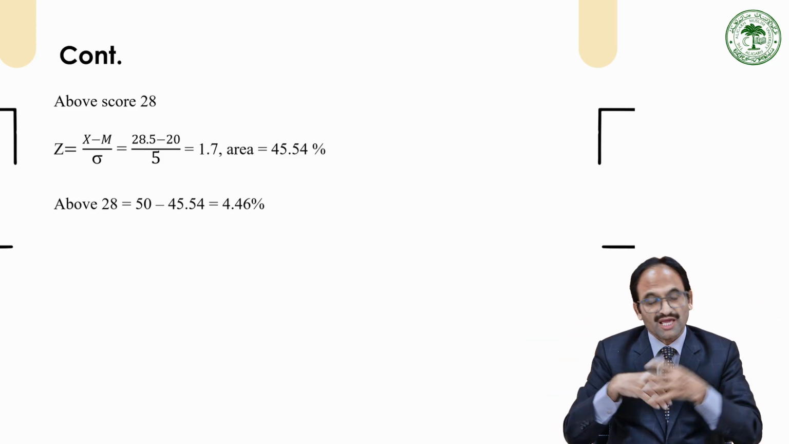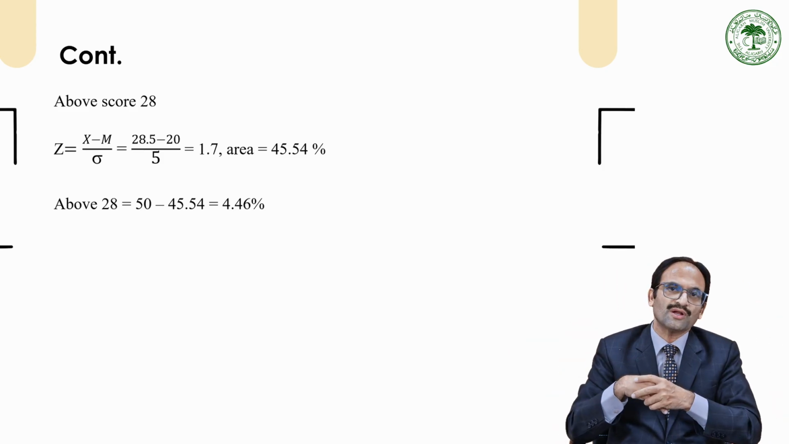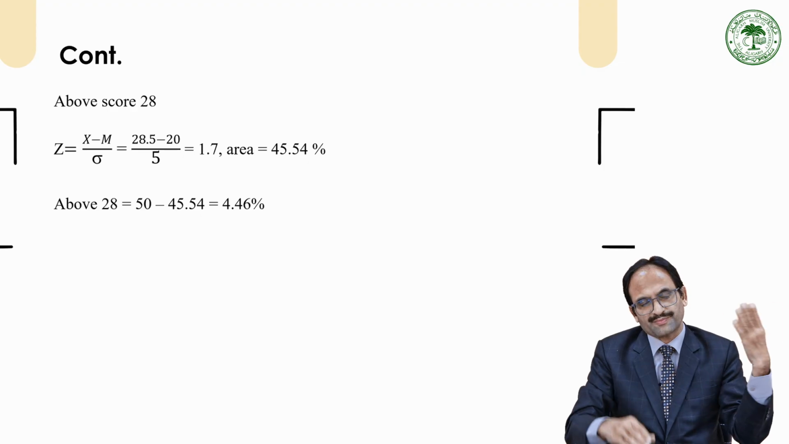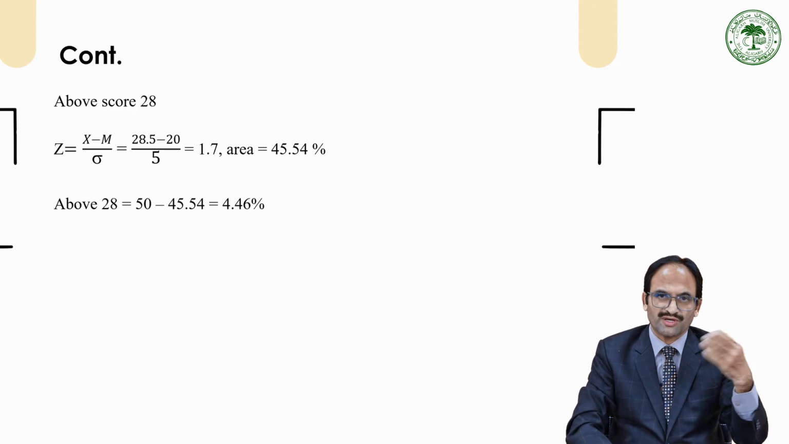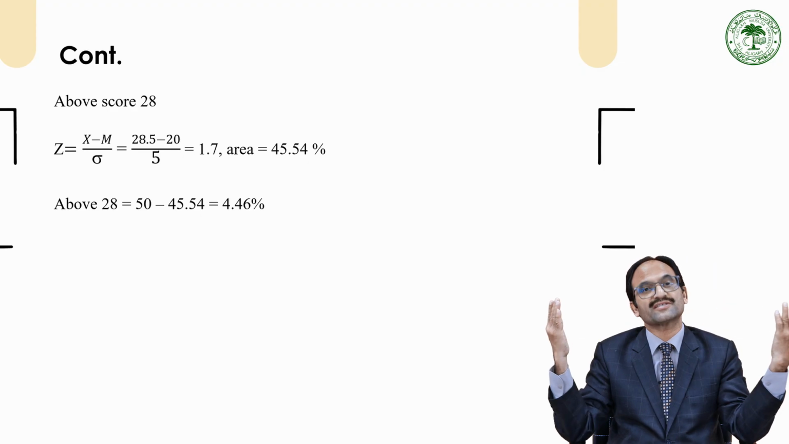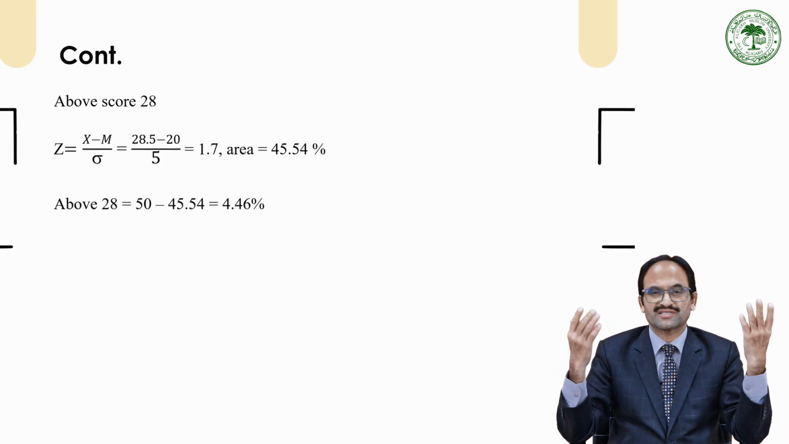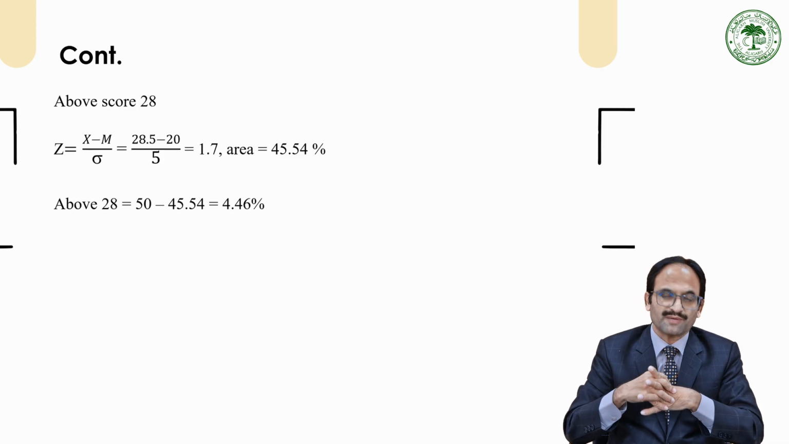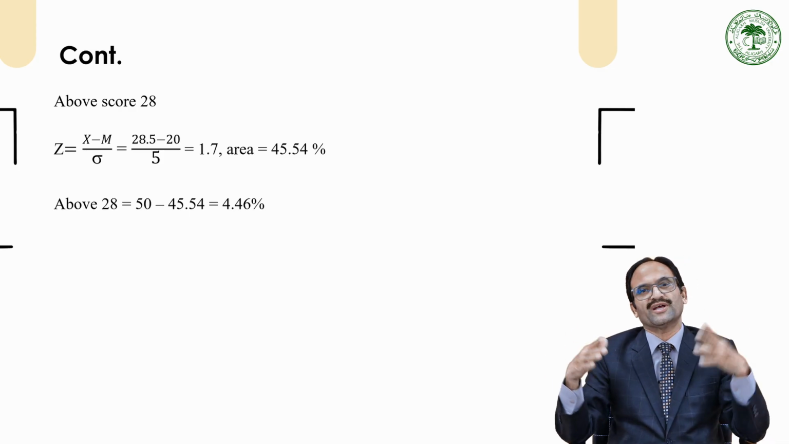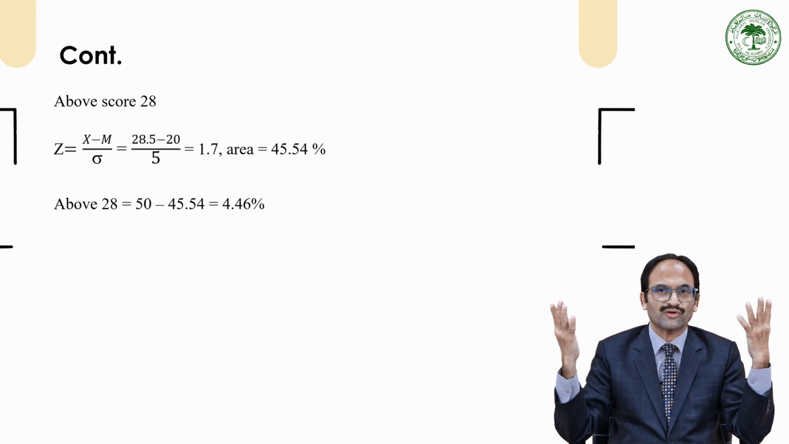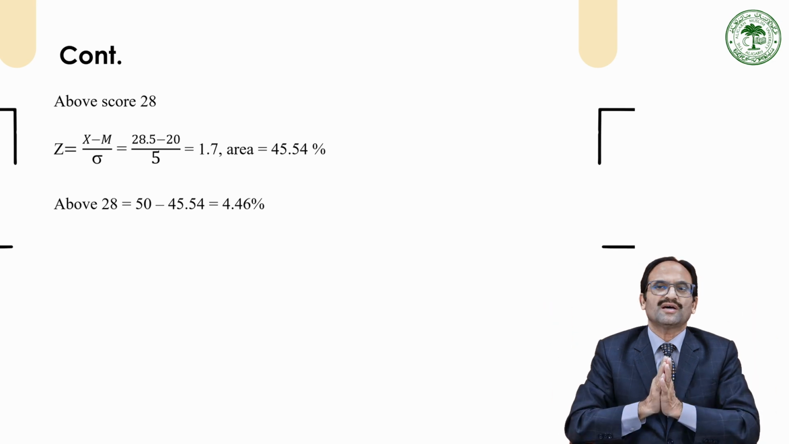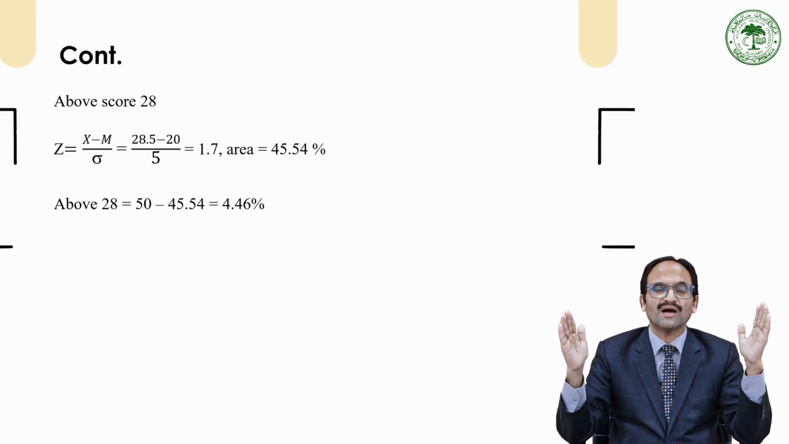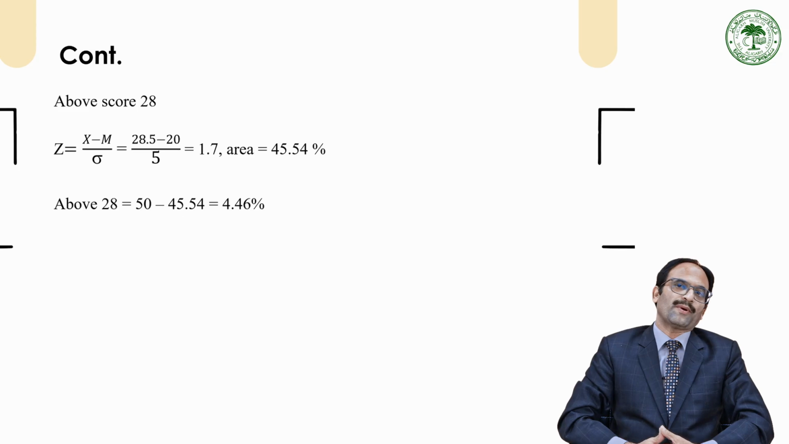Similarly, if it is given below this particular score, again you have to first subtract 0.5 from that score in order to get the z-score, and after getting the z-score, you will consult the table, and whatever area you are getting, you will subtract it from 50. So finally you will get the required percentage. This is the first use of the normal probability curve.